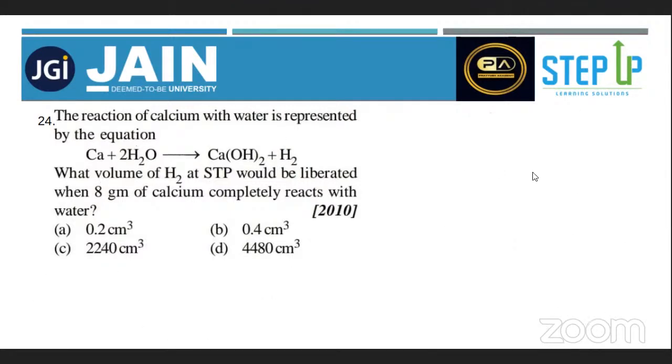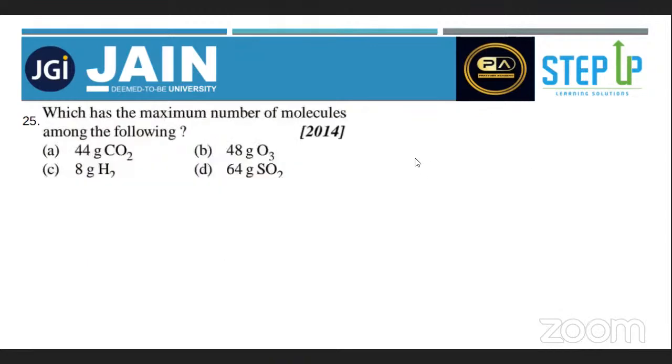Fine. Let's try the next one. Which has the maximum number of molecules? Simple thing. If you find out the number of moles, through that you can get the number of molecules. To find out the number of moles, that many molecules it will basically form.